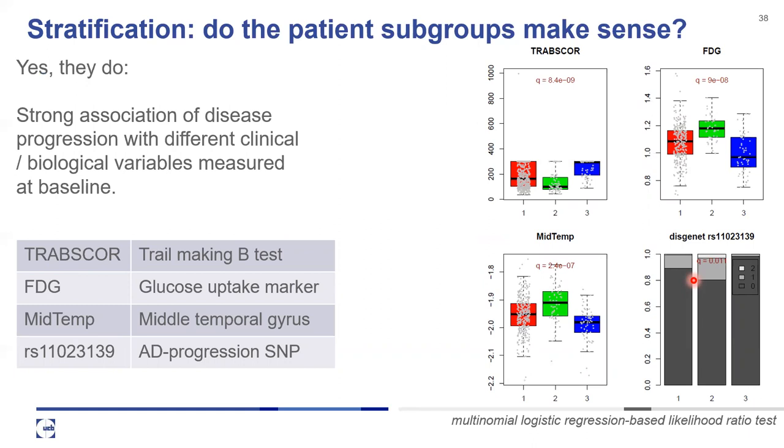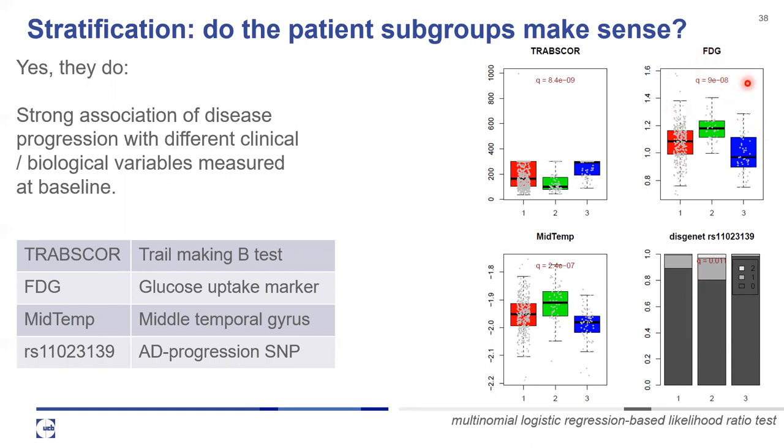Now, having this clustering, we asked the question, do the patient subgroups or clusters that we found actually make clinical and/or biological sense? So we compared the clustering to a wide range of other variables from ADNI that were available at baseline. And yes, indeed, there is actually strong association of disease progression with these baseline variables. I show four examples here.